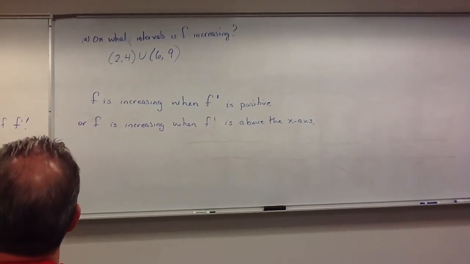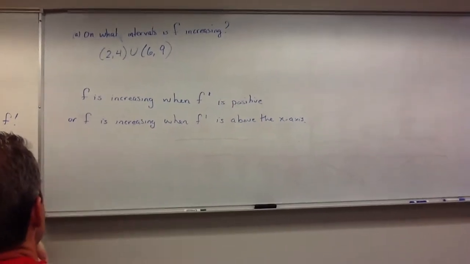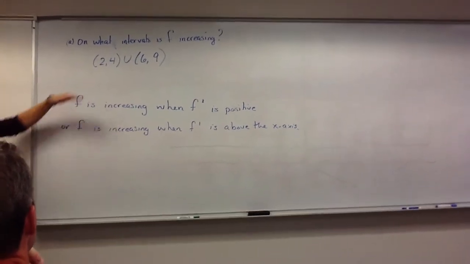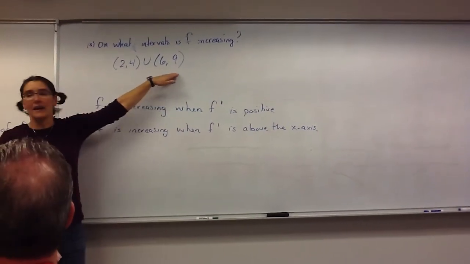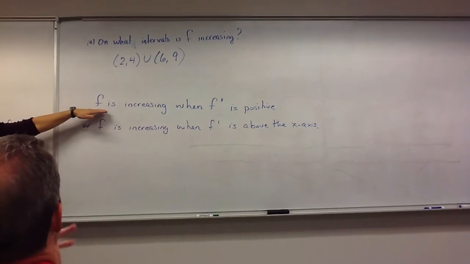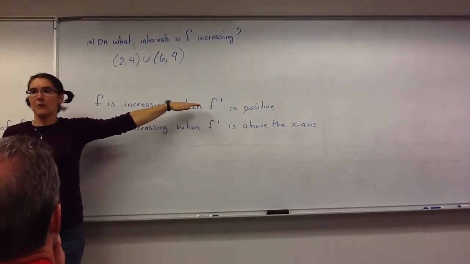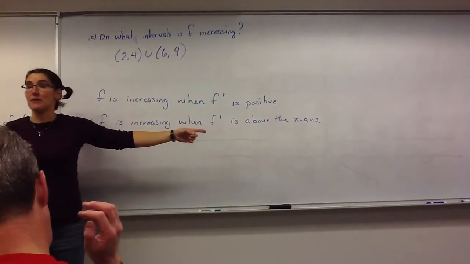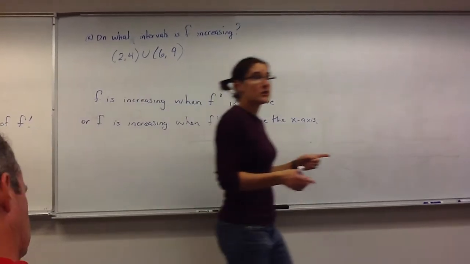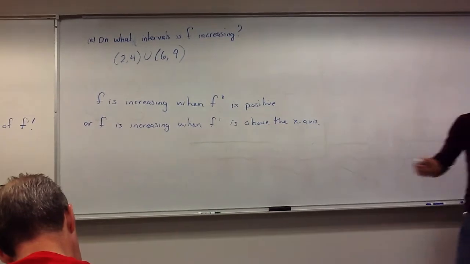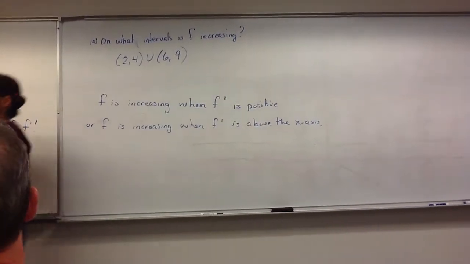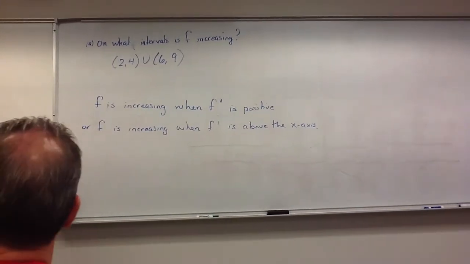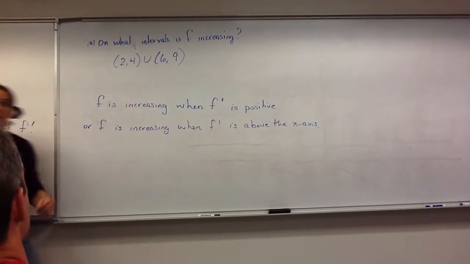Okay, so on question A, on what intervals is f increasing? F is increasing on the interval from 2 to 4 and from 6 to 9, and our reason is because f is increasing when f prime is positive, or equivalently, f is increasing when f prime is above the x-axis. So the goal of the explanation is to link the characteristic of the graph of f prime with the property that we're looking for on f.